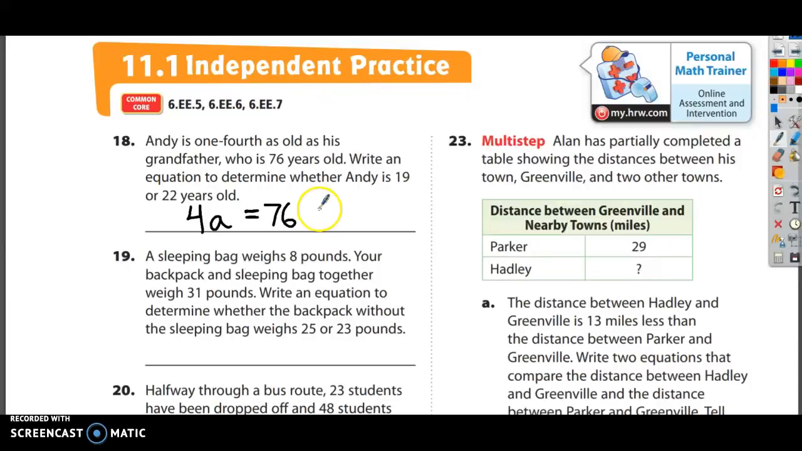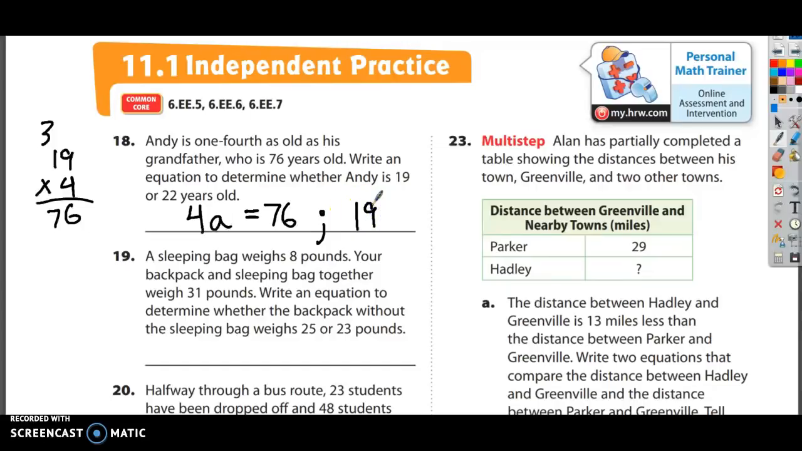So now what we're supposed to do is figure out, is he 22 or 19? I'm going to try this mentally. 4 times 22 would be 88, so I don't think that's going to work. So I think it's going to be 19, and I'm going to do 19 times 4 right here to check. 4 times 9 is 36. 4 times 1 is 4, plus 3 is 7. We know that Andy is 19, so I'm going to put a 19 right here.